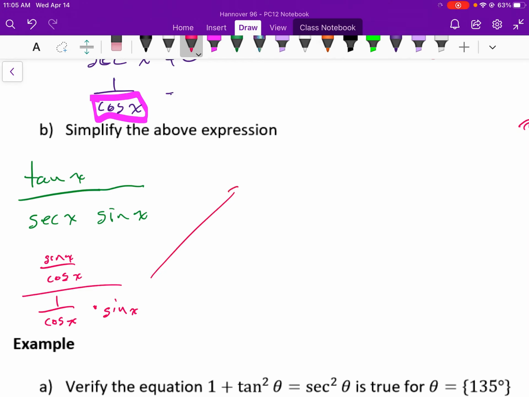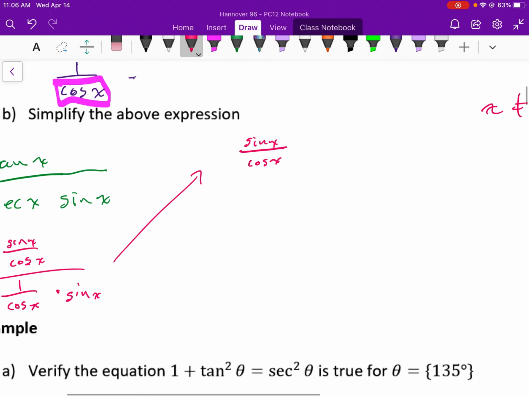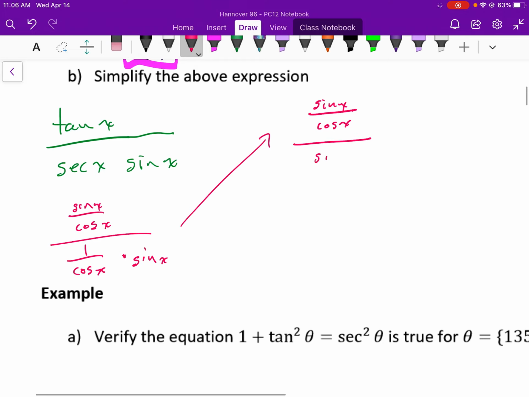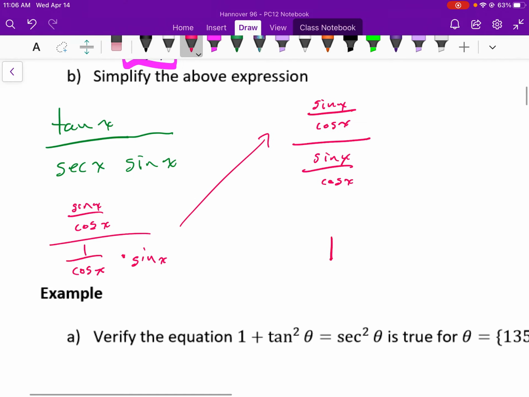I take a look at the numerator. Well, I need to think a bit. Before you go charging ahead, just think. And if I look, wouldn't it be nice if I could get the denominator to be like sine x over cos x? And in fact, 1 over cos x times sine x is sine x over cos x. So really, this just simplifies to 1. So tan x divided by secant x sine x is always going to be 1 for all x values, not including our non-permissible values. All right.